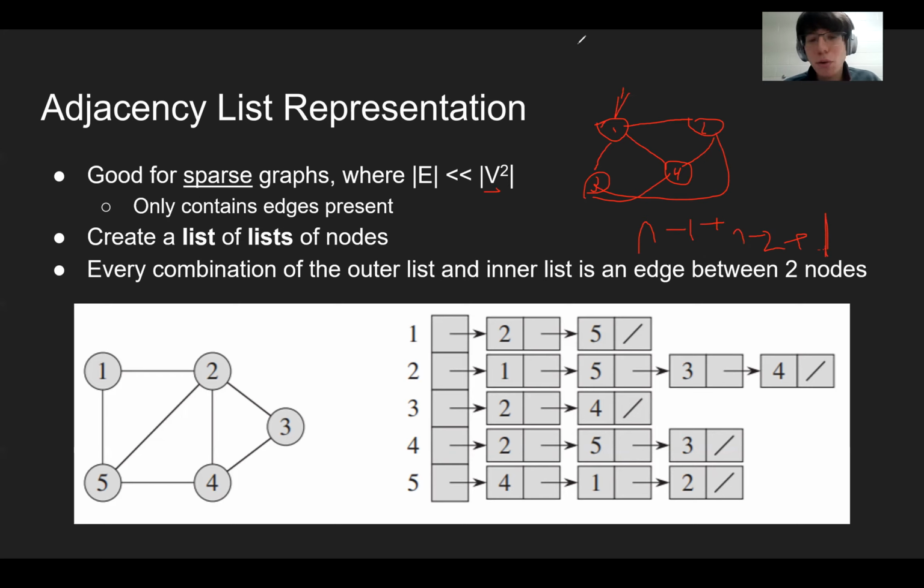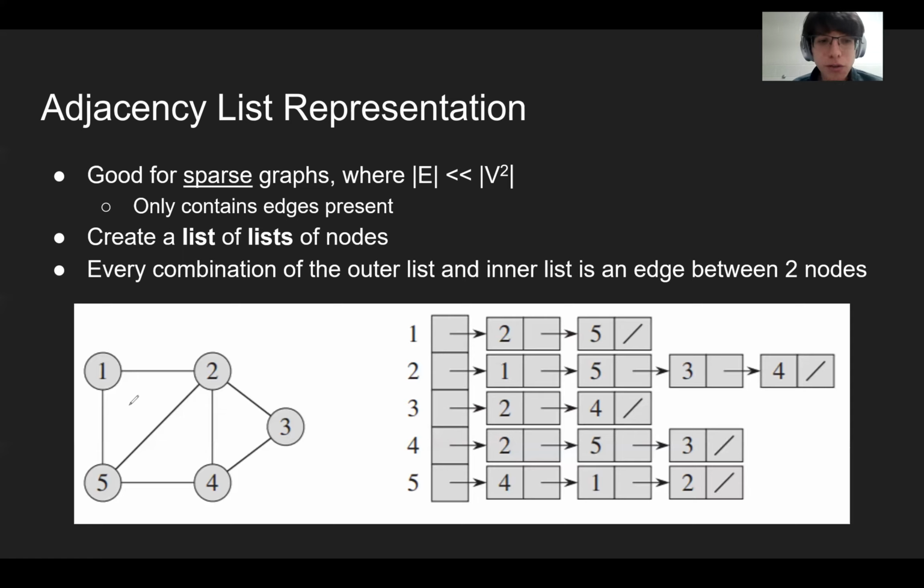But maybe we know our graph doesn't have very many edges. Maybe it's a sparse graph, is what we call it. It doesn't have very many edges. And if that's the case, then maybe it wouldn't make sense to store information about every edge, whether it exists or not, or what the value is, if there aren't necessarily edges between each pair of vertices. So what we can do is make a list of lists of nodes. So every combination of the outer list and inner list is an edge.